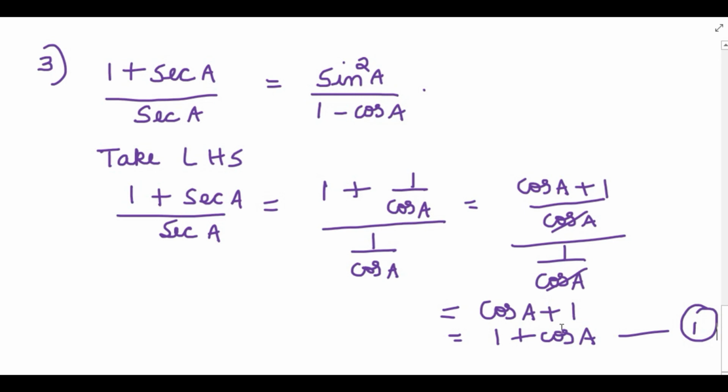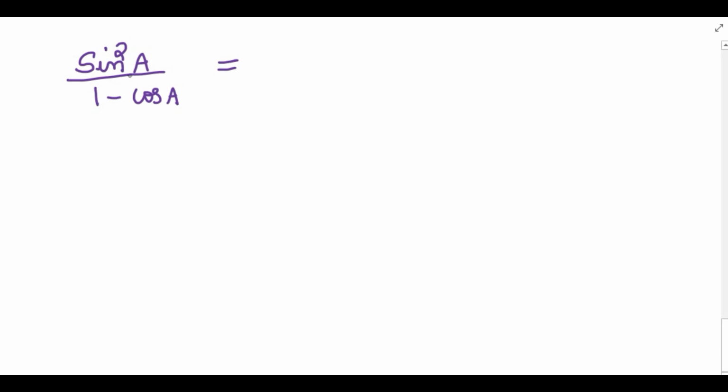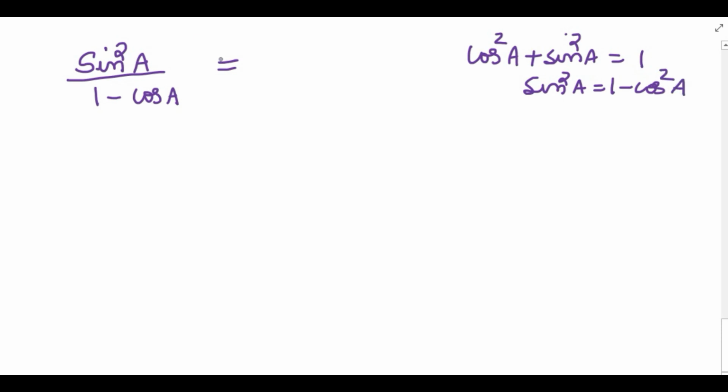Now we will simplify the right hand side. So right hand side is sin square A divided by 1 minus cos A. We know that trigonometric identity cos square A plus sin square A equal to 1. I want sin square A. So sin square A is equal to 1 minus cos square A. So I am going to write 1 minus cos square A divided by 1 minus cos A.